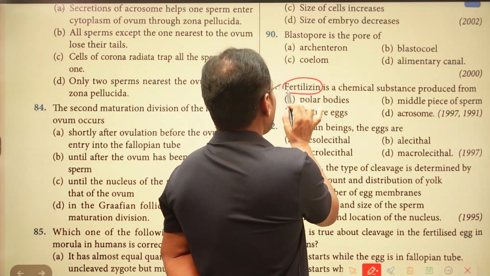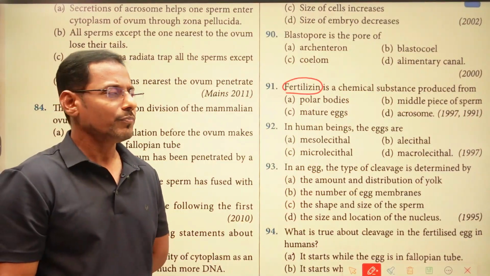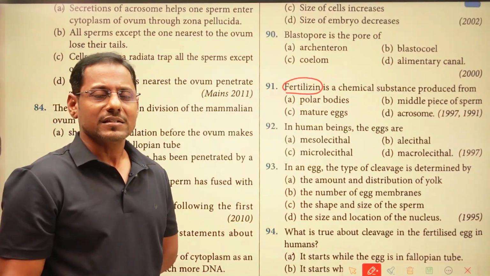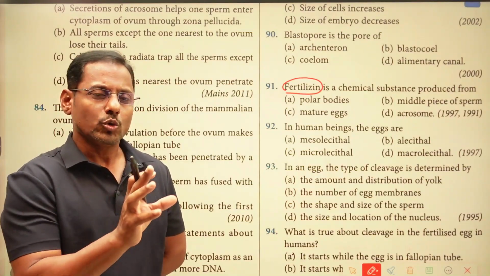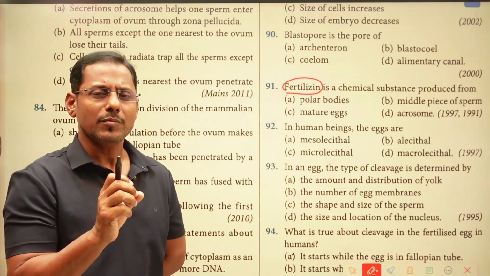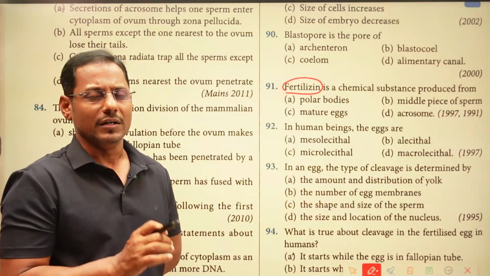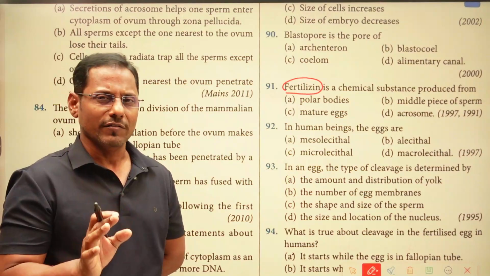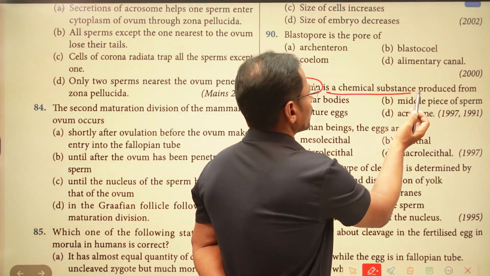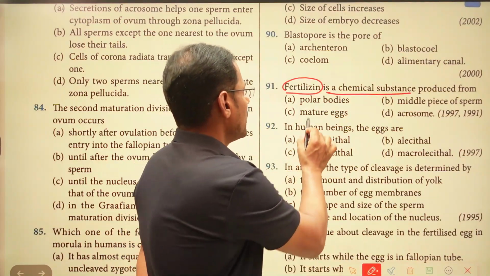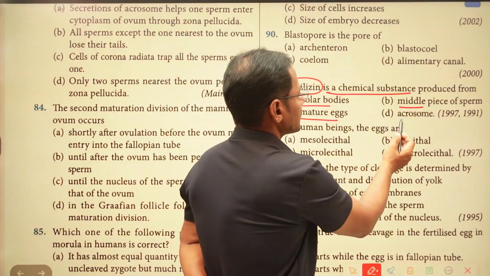Fertilizin. See here, acrosin is released by the acrosome of the sperm. Fertilizin is a substance which is released by the egg to attract the sperm. The ovum is going to release the fertilizin. This particular term is also not given in our NCERT textbook. Fertilizin is a chemical substance produced from polar bodies, middle piece of the sperm, mature eggs and acrosome.